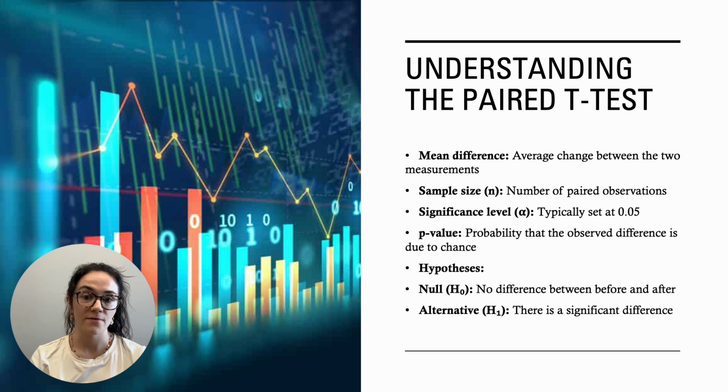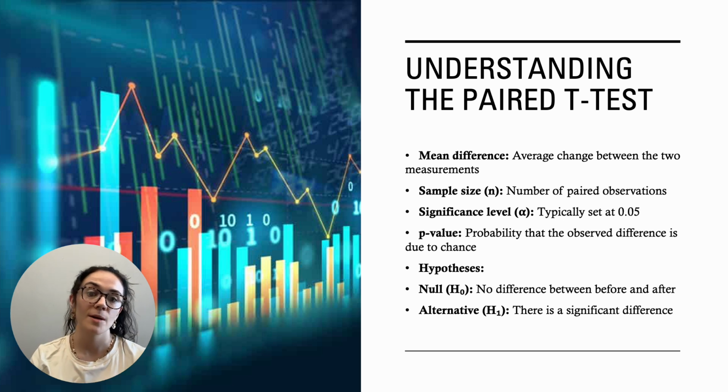Then comes the p-value, which is what we actually calculate during the t-test. The p-value tells us the probability that the results we see, or results even more extreme, could have happened just by random chance. If the p-value is less than our alpha level, usually less than 0.05, we can reject the idea that the change was random and say it's statistically significant.